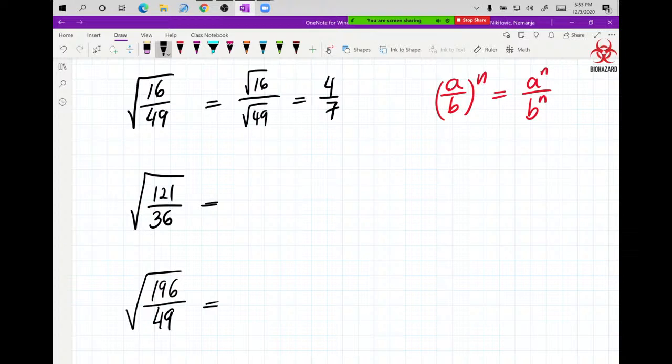It's the first one, 11 over 6. Can we simplify that any further? No. Okay, so the step would be to give each one its own square root and have 11 over 6, and it cannot be simplified any further, so that would be it. Cool. How about the bottom one?